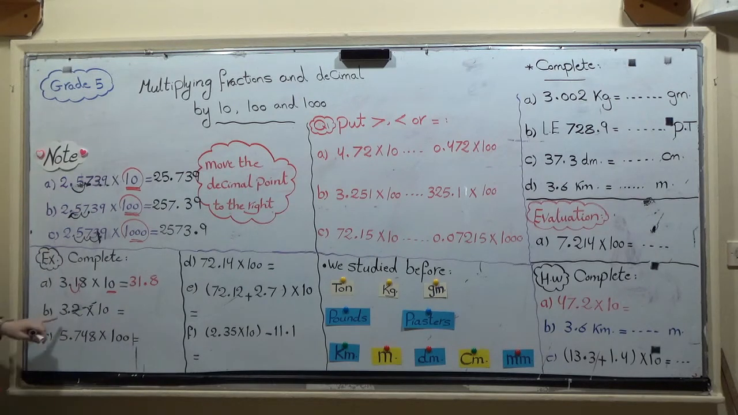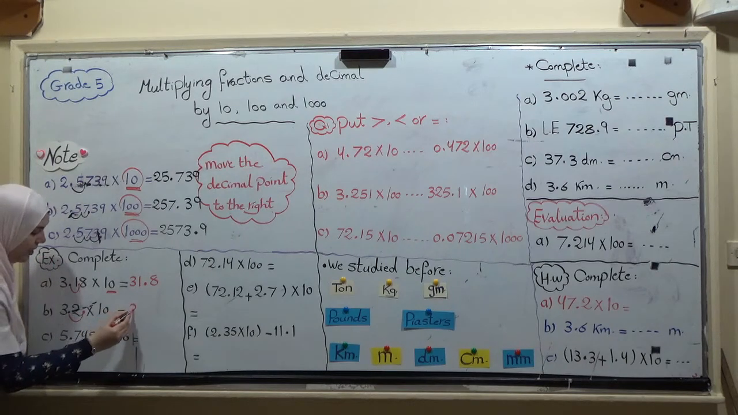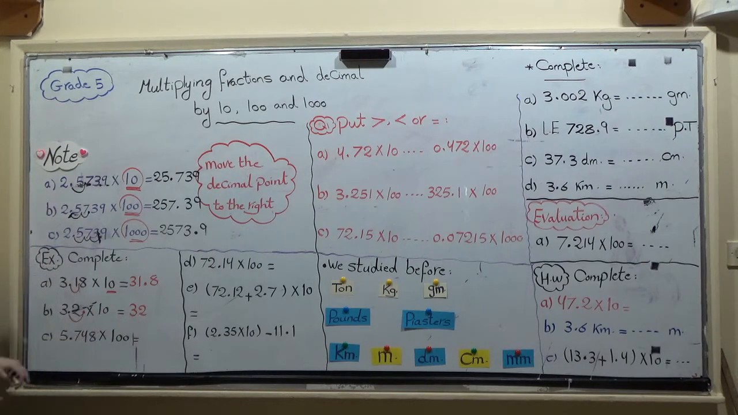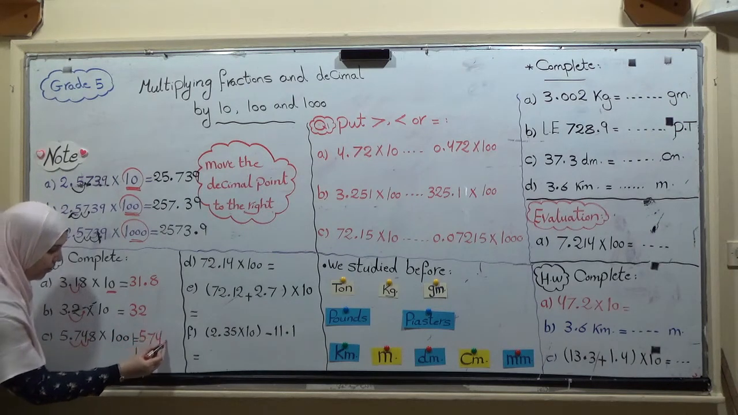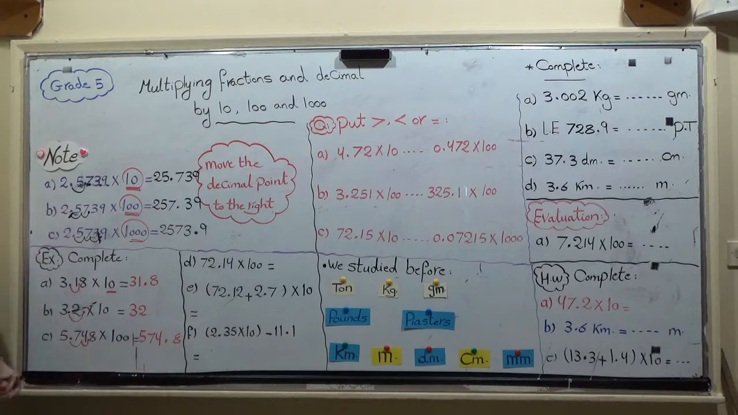31.8. 3.2 multiplied by 10. Move the decimal point 1 digit to the right because I have the decimal number multiplied by 10. 32. 5.748 multiplied by 100. Move the decimal point 2 digits to the right because I have the decimal number multiplied by 100. 1, 2, 574.8.